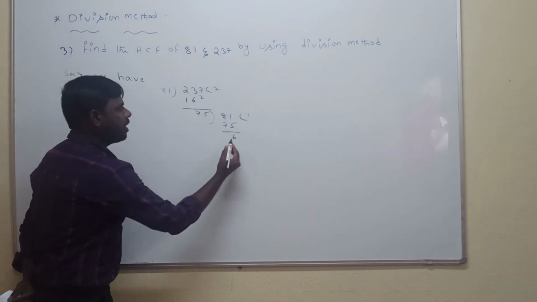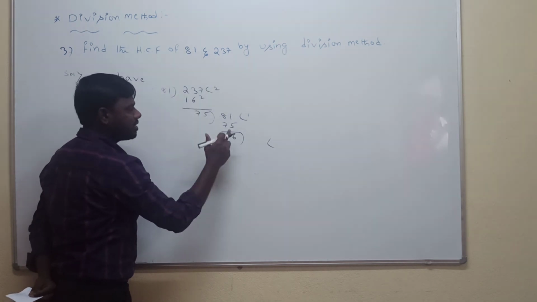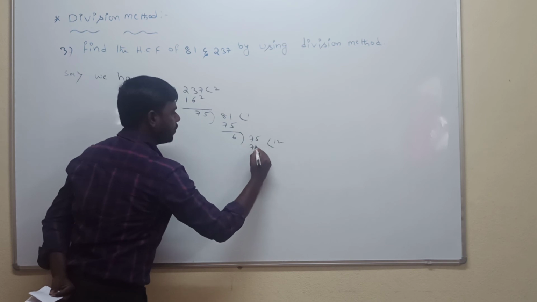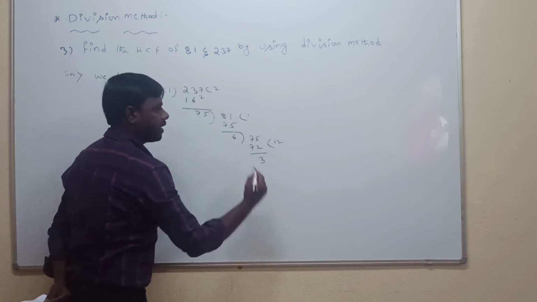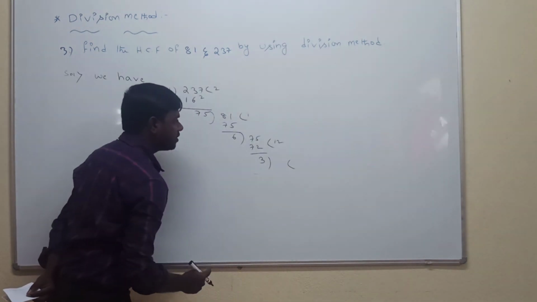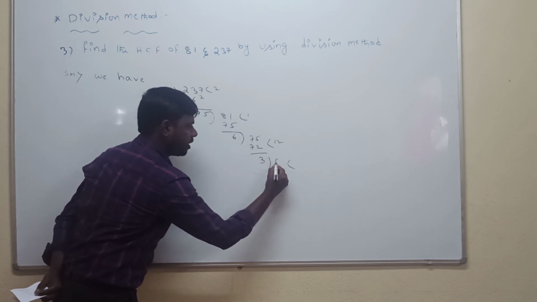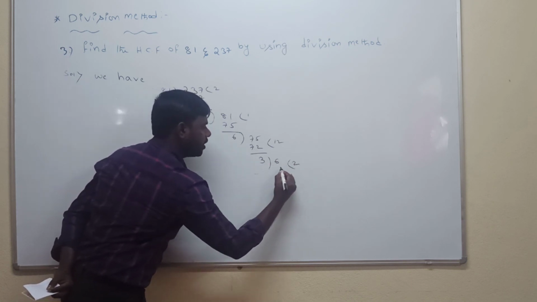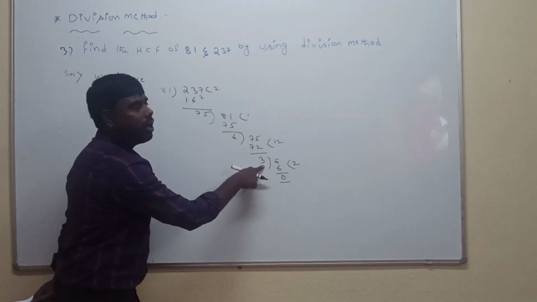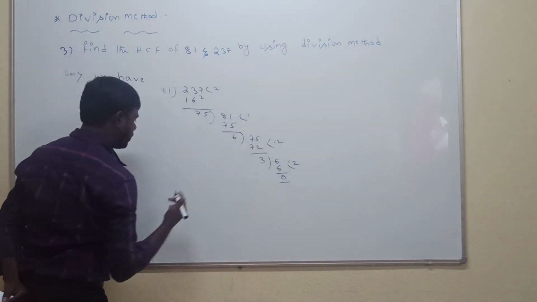Again we use the division method. Divide the second divisor by the second remainder. So 6 times 12 is 72. Again we are not getting the remainder 0, so we divide the third divisor by the third remainder. What is the third divisor? 3. 3 times 2 is 6. Finally we are getting remainder 0. The last divisor is called the HCF. So the HCF of 81 and 237 is 3.